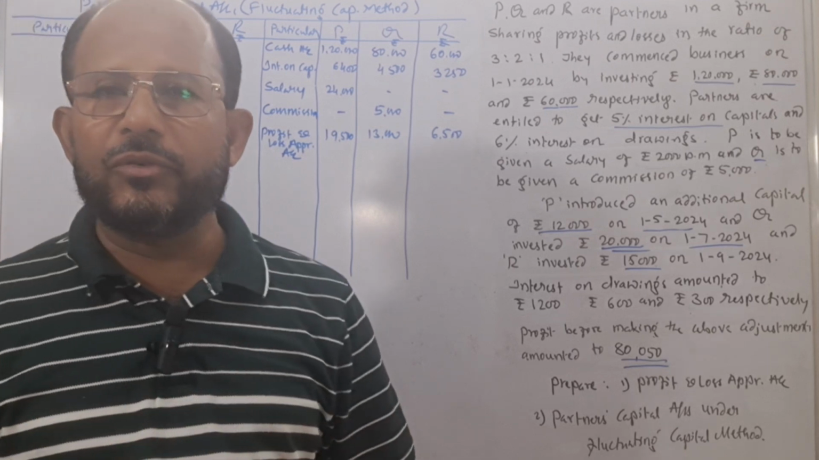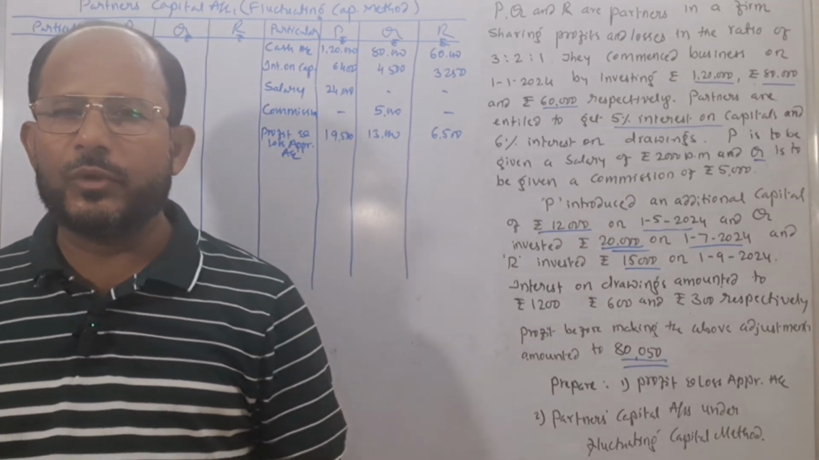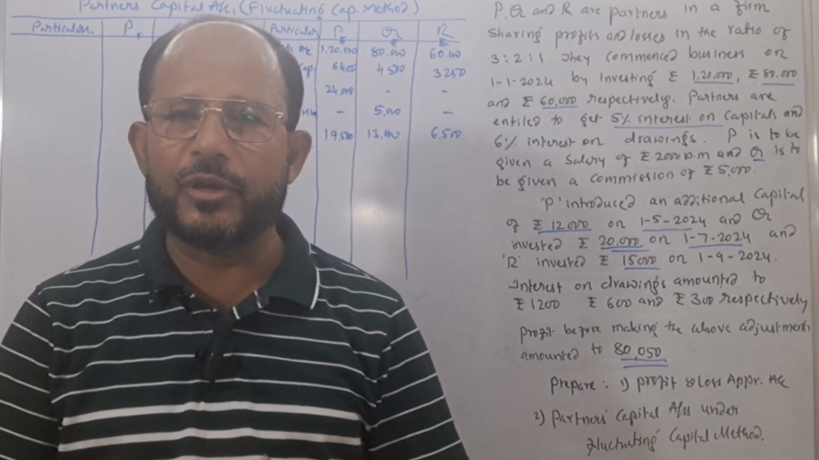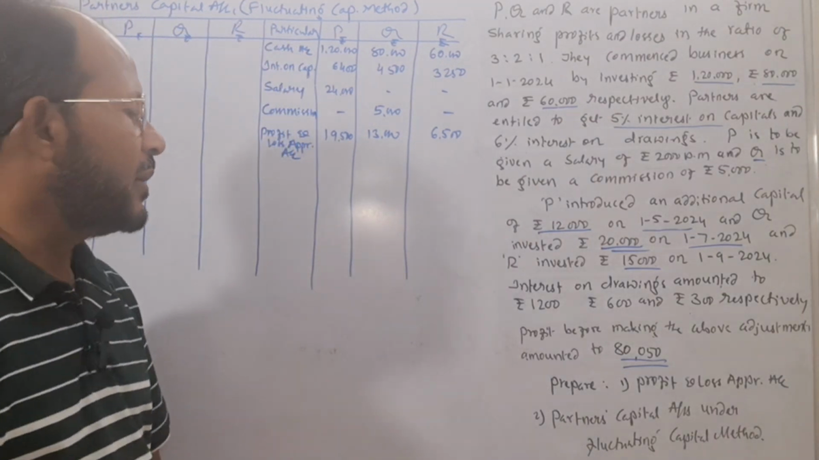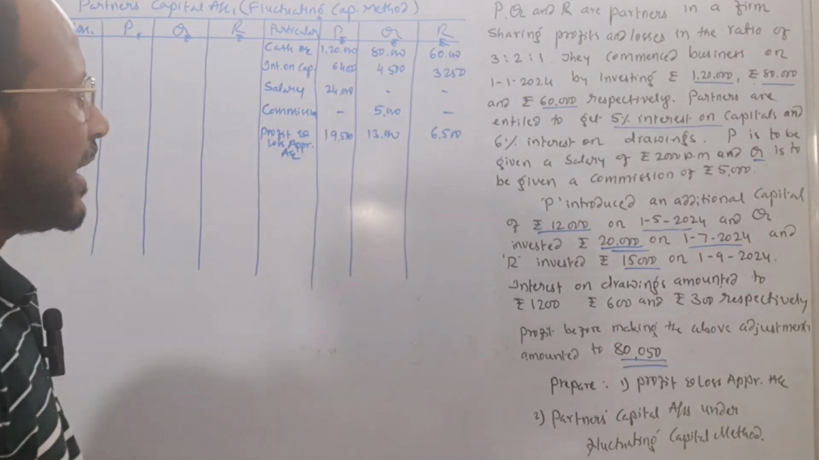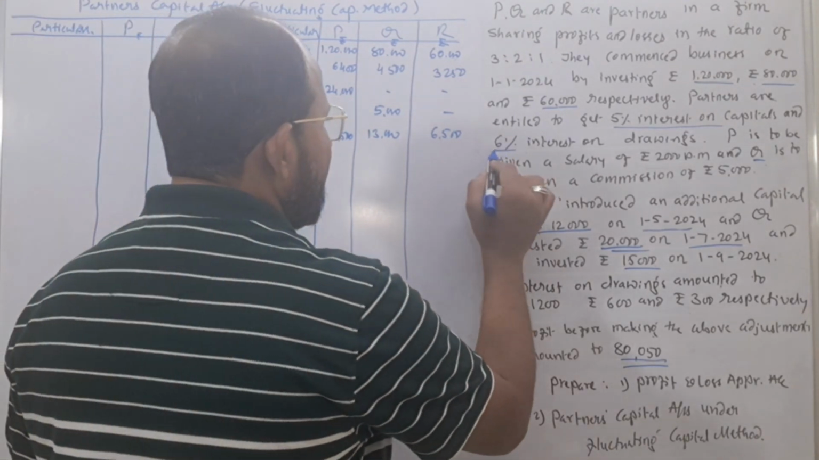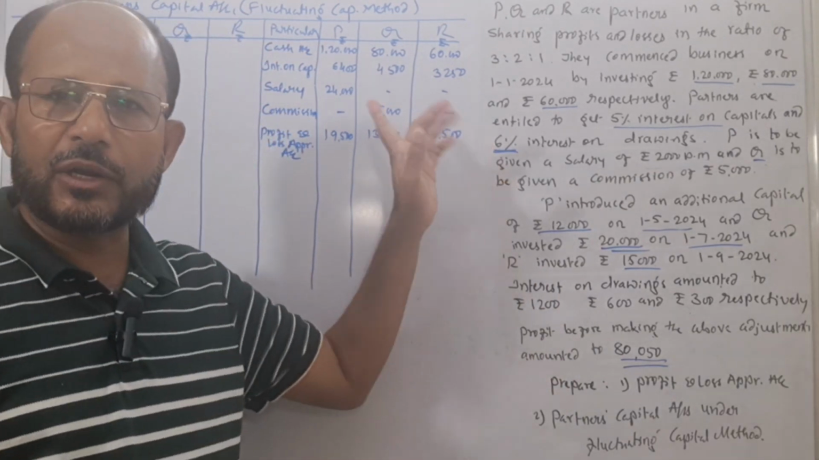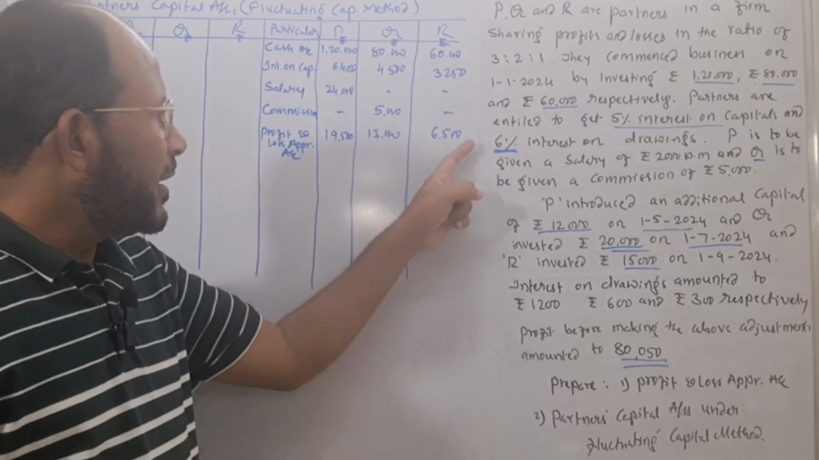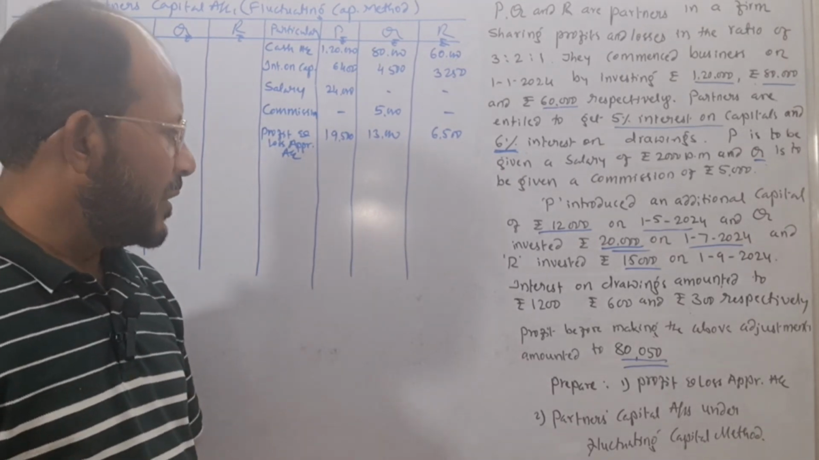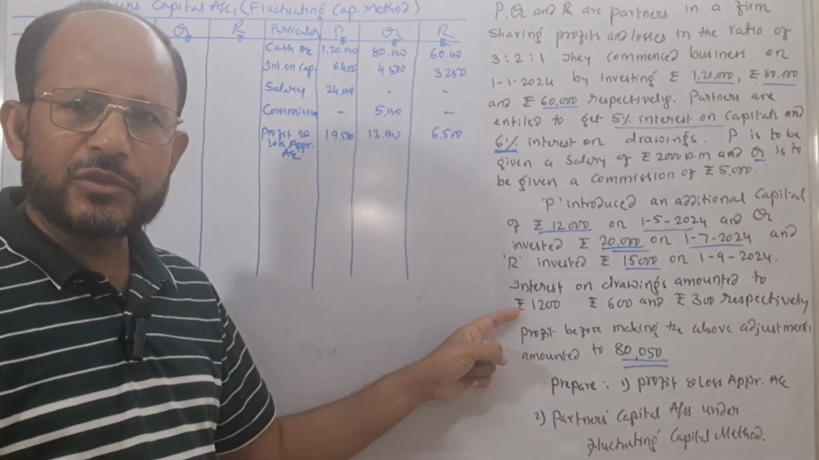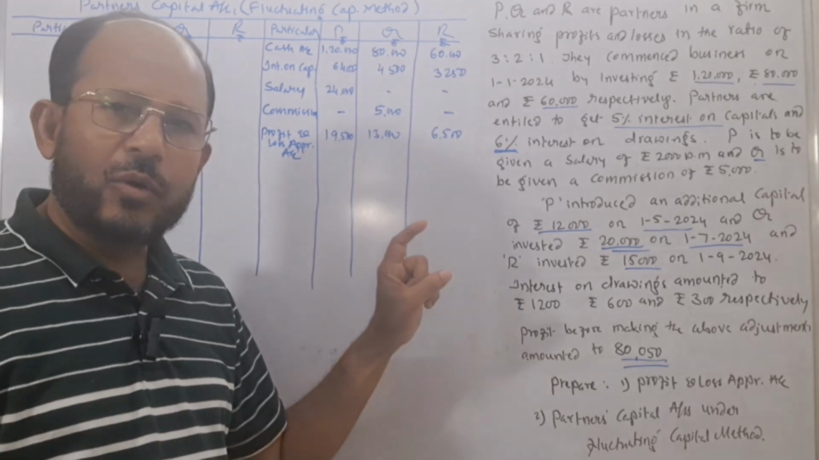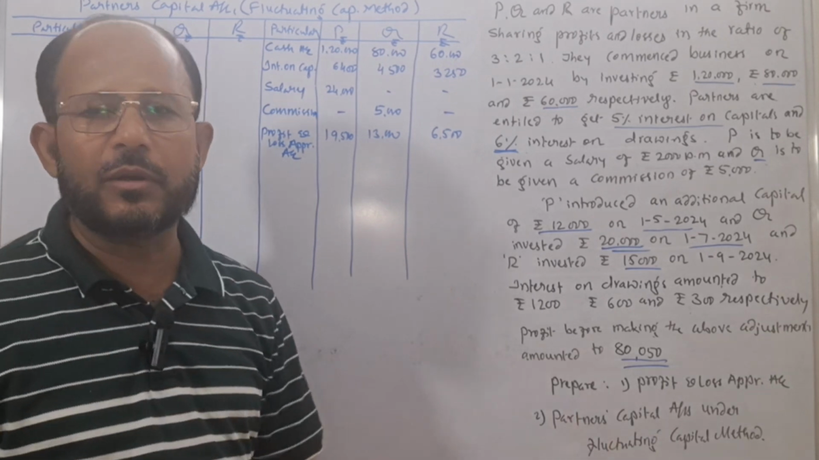But what is the amount of drawings here? The total amount withdrawn by the partners is not given in the problem. But with the help of given information, we can calculate this one. Partners are required to pay interest of 6% to the partnership firm. That is why here 6% interest has come to rupees 1,200. That is why we need to calculate how much money is withdrawn by the partner.